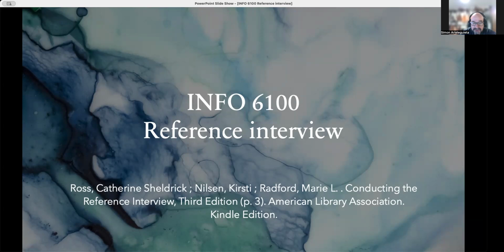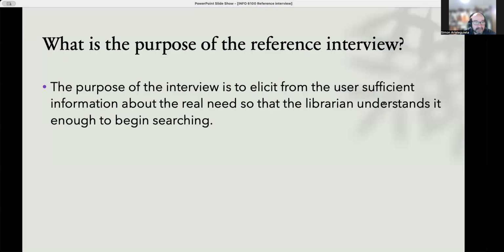Today, we're going to explore the reference interview. So what is the purpose of the reference interview? The purpose of the reference interview is to elicit from the user sufficient information about the real need so that the librarian understands it well enough to begin searching. So the purpose, of course, is to know what the user that comes to our library wants to know.